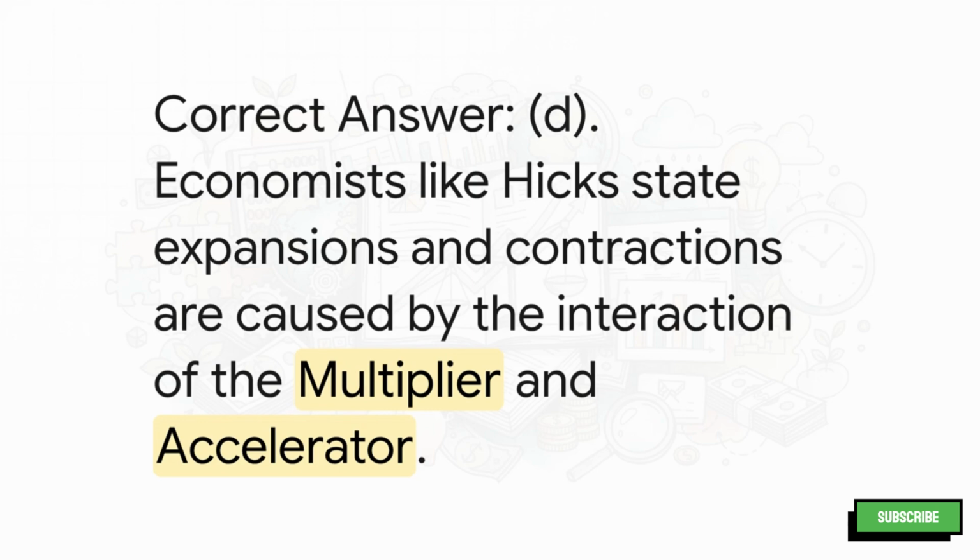According to modern economists like Hicks, the economic ups and downs we see, what we call business cycles, are the result of the combined and dynamic effect of the multiplier and the accelerator. This interaction is what drives the entire cycle.